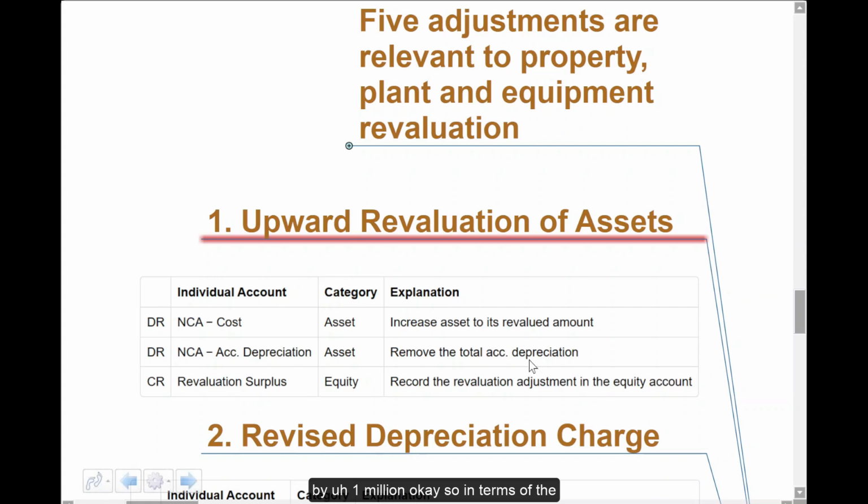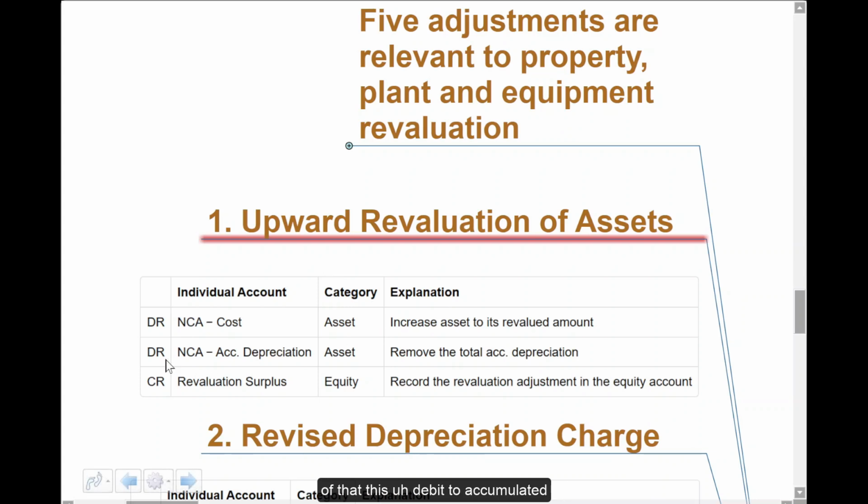Okay, so in terms of the adjustment within the accounts, clearly what we're going to do is debit NCA or debit cost. Why? Well, we are increasing the asset to its revalued amount. So the building was worth 10 million. The valuer says, well, now it's worth 11 million. So we must increase the value by the relevant difference. So there's the debit, increase to debit an asset.